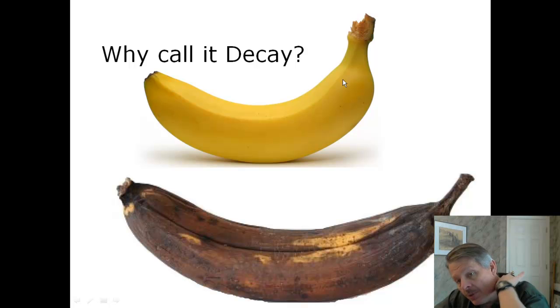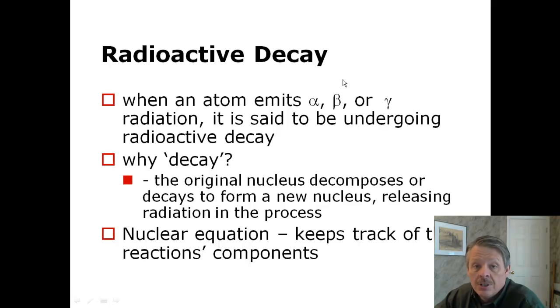All right, why do we call these things decay? Well, you're looking at it. Here's a banana, and it decays. All right, well, that same concept is true. It's called decaying because it happens without any intervention of us. All right, it just decays.